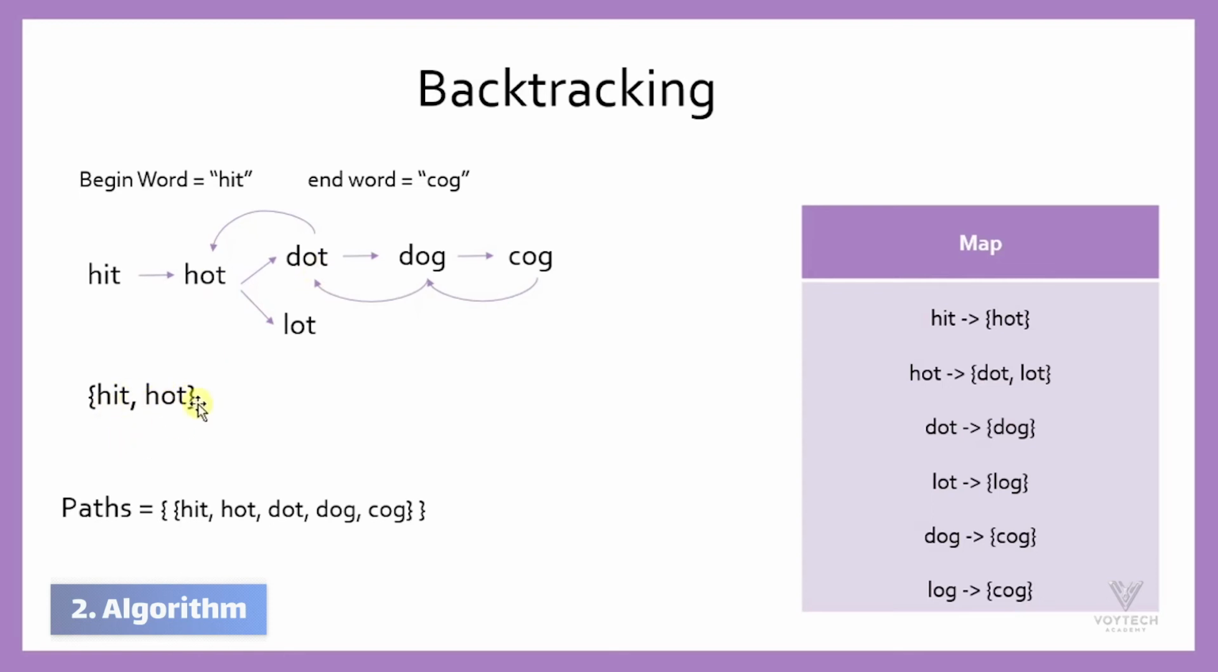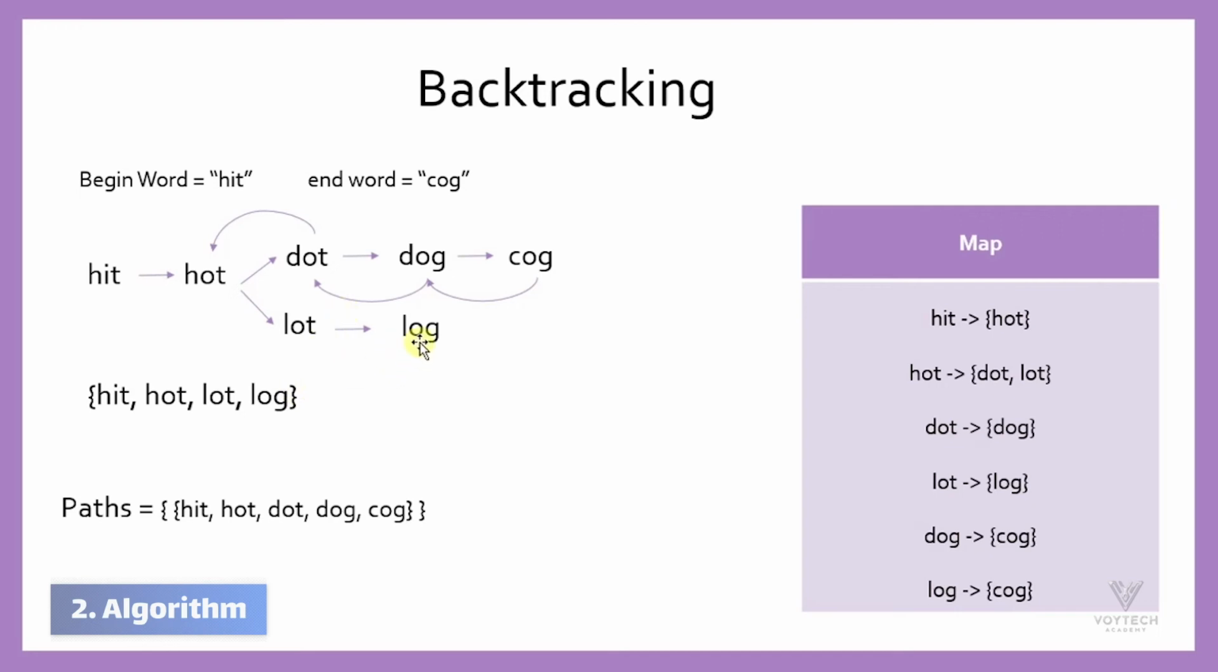So now we have hit and hot. And now we're at hot. And what is the next possible transformation? Well, another transformation we can have is lot. So we add it to the current path, and then after lot is dog. Sorry, it's log. And we add it to the path.